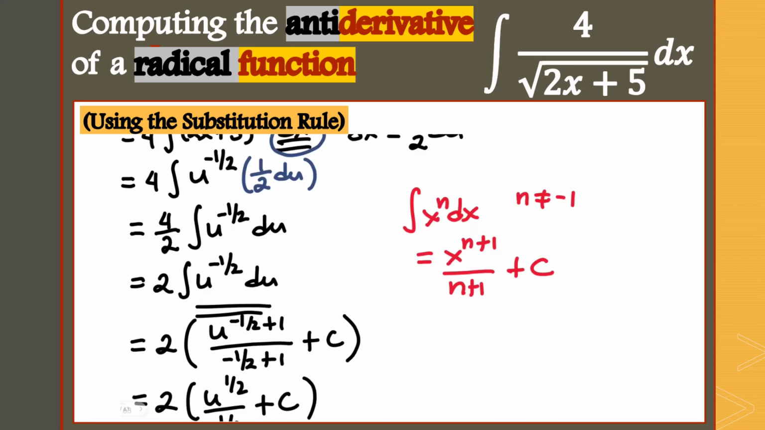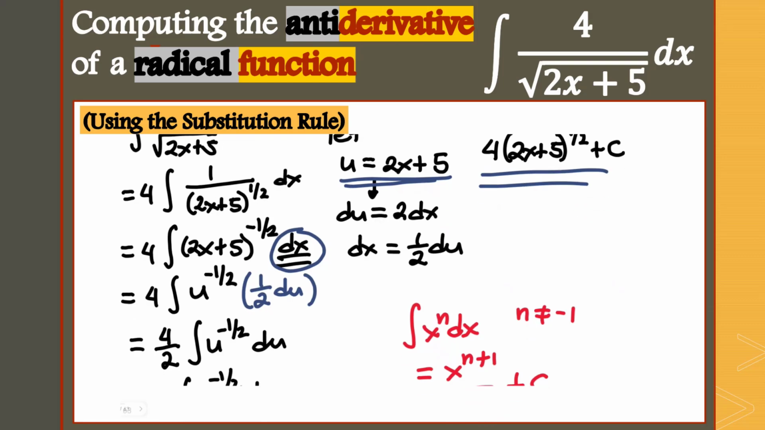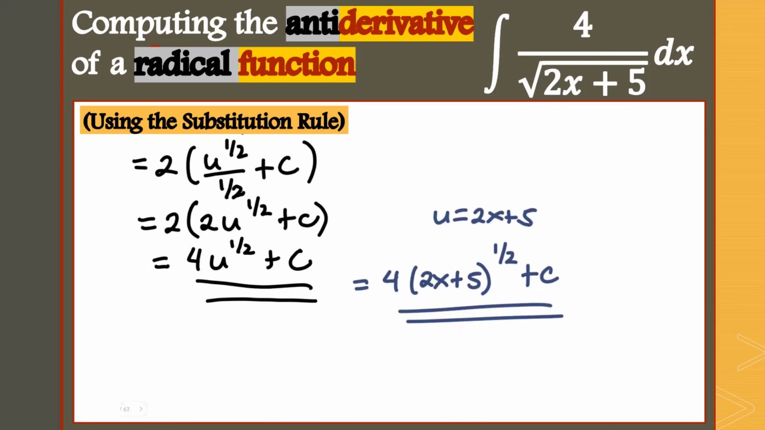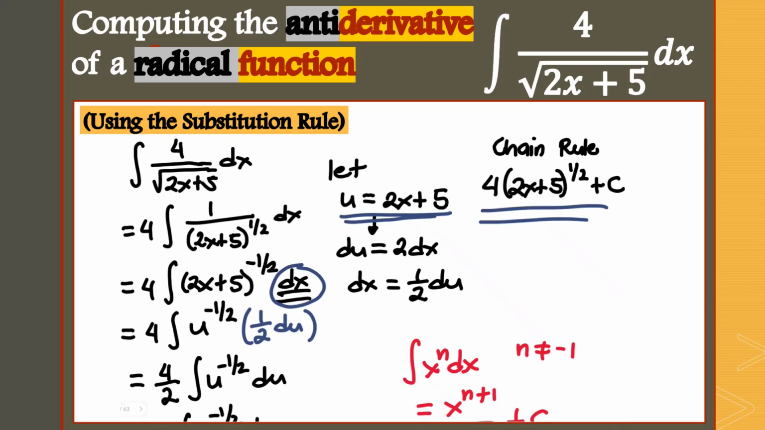Going back to the result in the chain rule, we have the same answer. So obviously, chain rule and substitution rule, though different in their processes, will yield the same answer. So it's up to you which rule you'll be using unless you are required to specify the rule.